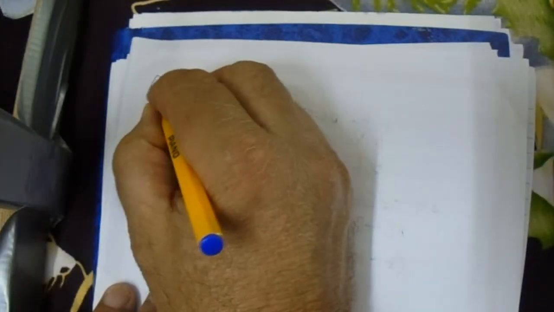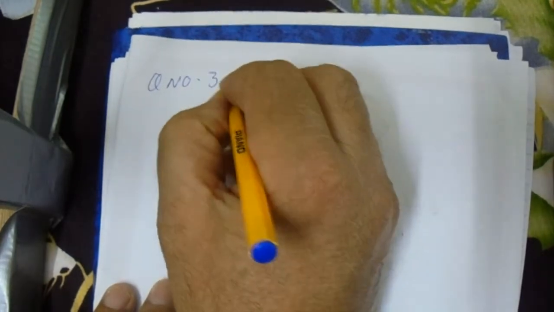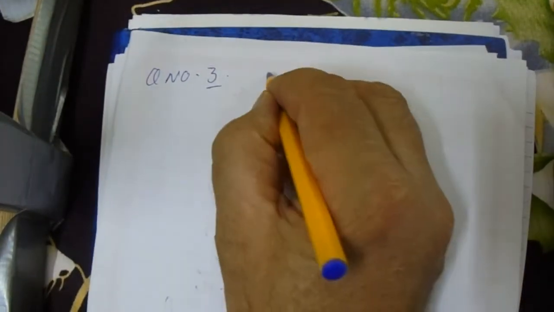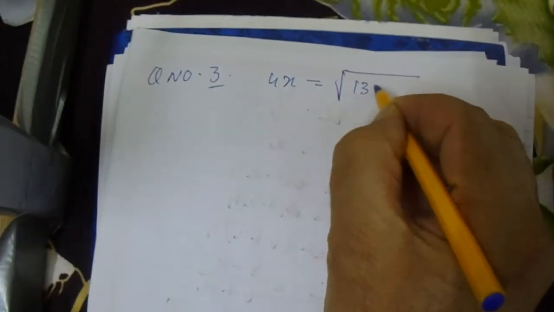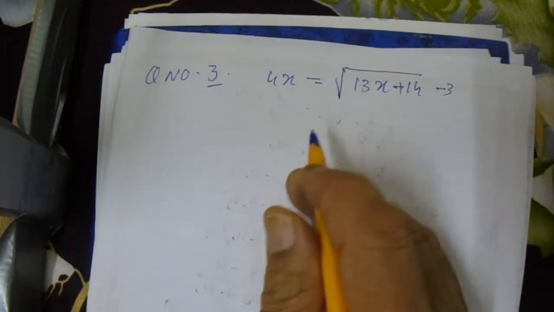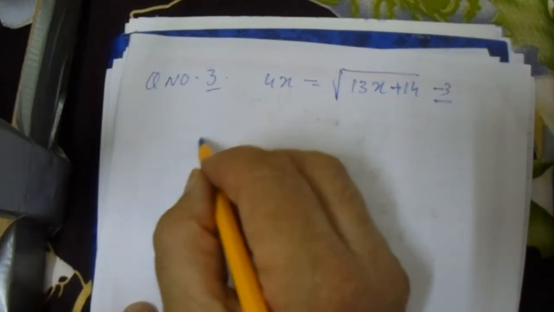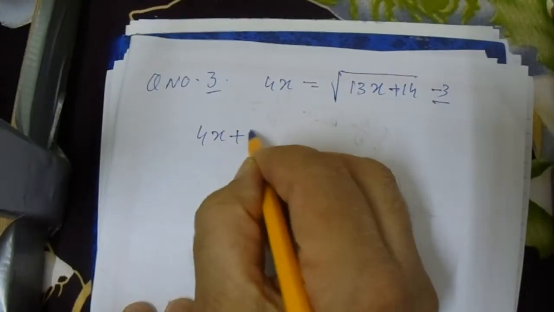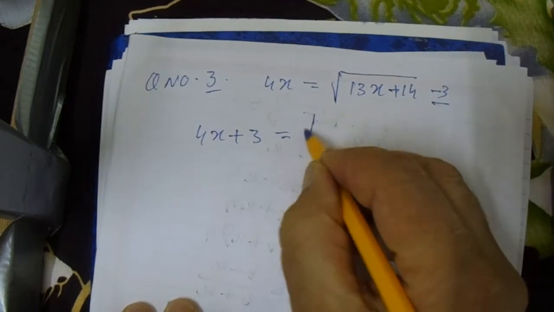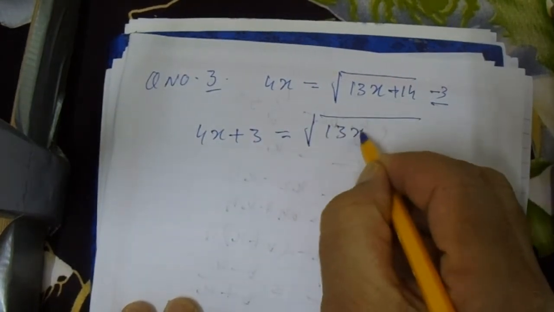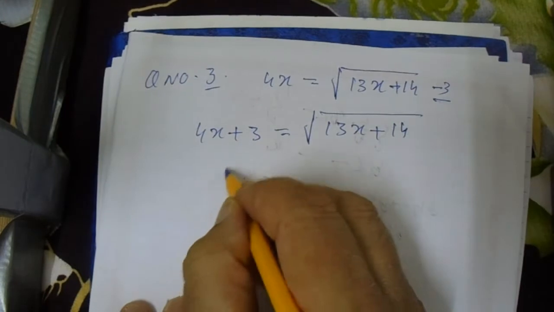Now question number 3. Question number 3 is 4x is equal to under root 13x plus 14 minus 3. Now we solve this. First we take this term to the left hand side and we write here 4x plus 3 is equal to under root 13x plus 14, squaring both sides.